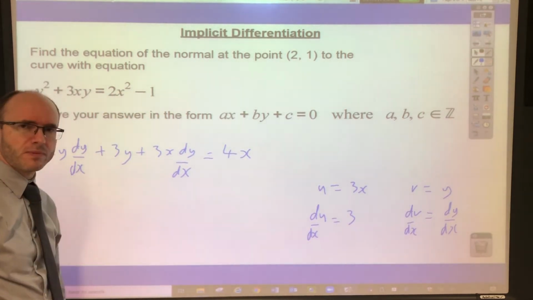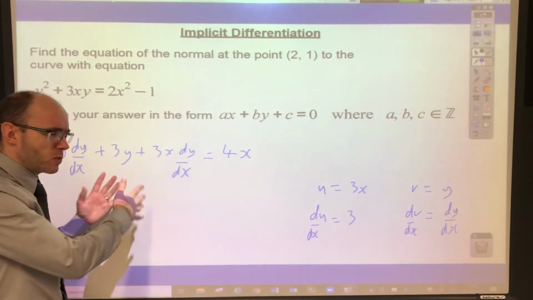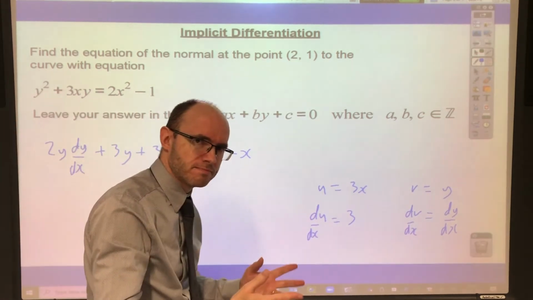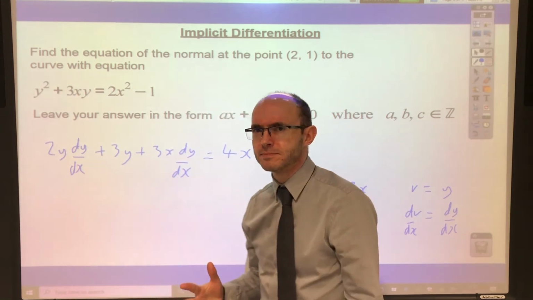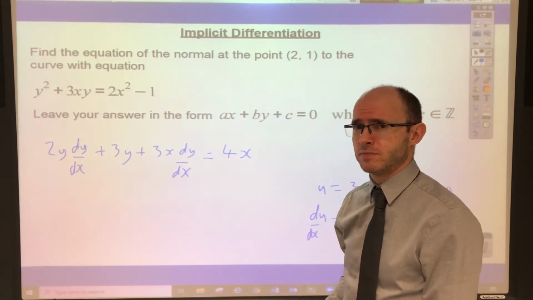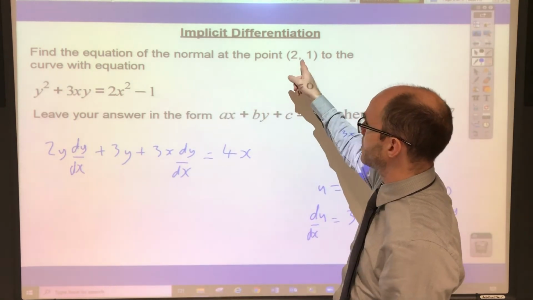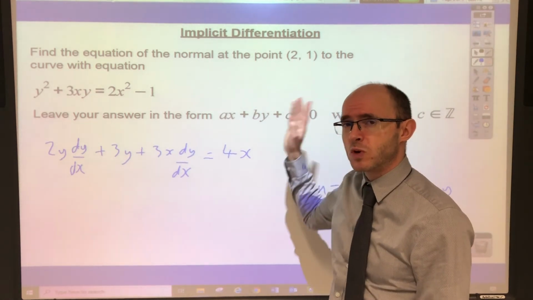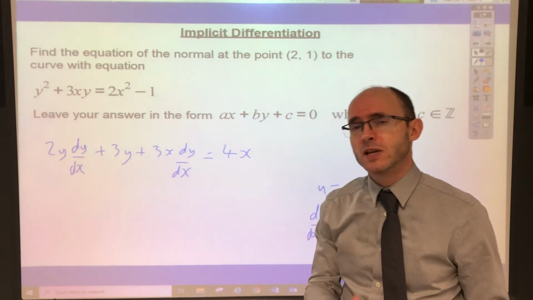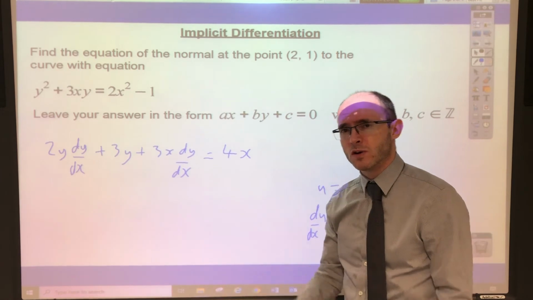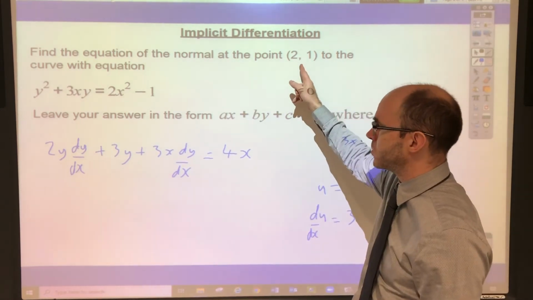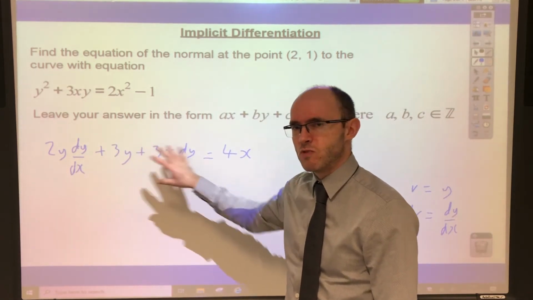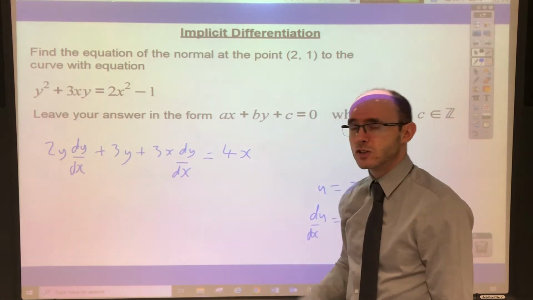Do we need to rearrange it? Do we need to make dy/dx the subject? That's the question I'm asking you. No, we don't have to, because we're given the points to substitute in. Remember, this is a question about finding a gradient to enable us to find the equation of a normal to a curve. If we've got the points to substitute in, there's no sense in rearranging straight away. Just substitute the points in.